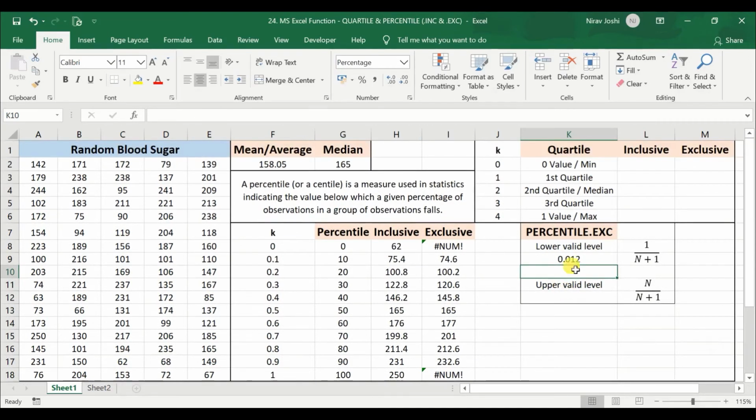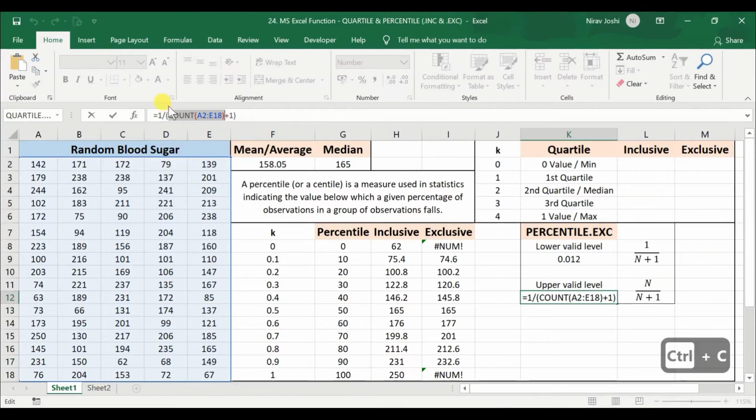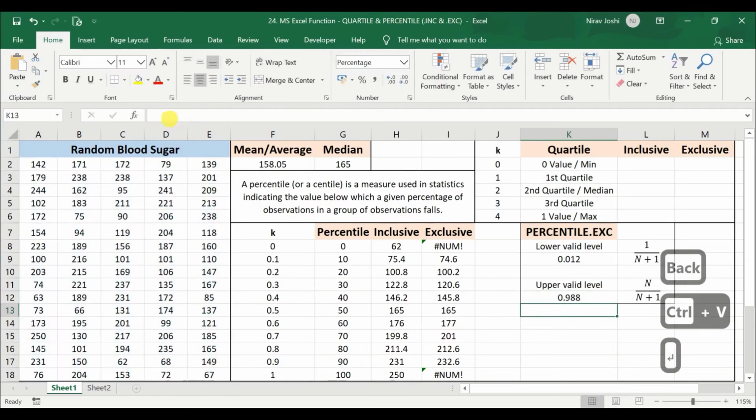So this is the valid level of k at the lower side, and similarly we can also copy the same function from here, and then replace this 1 in the numerator by the total count, as we want n here, and press enter. So this is the upper limit of the k value in this specific function.